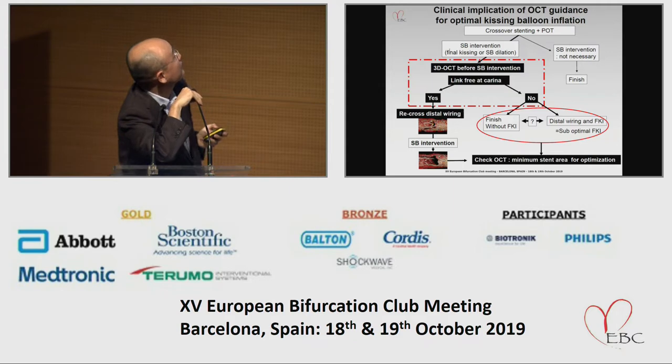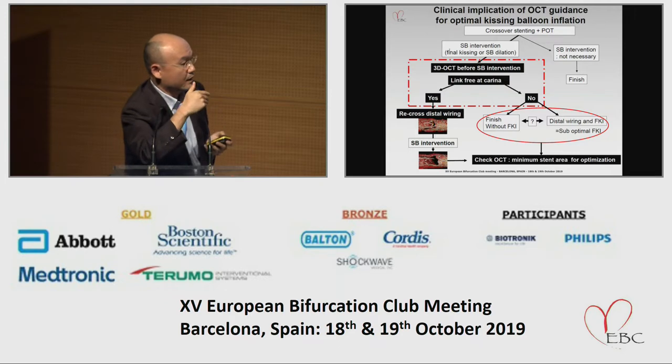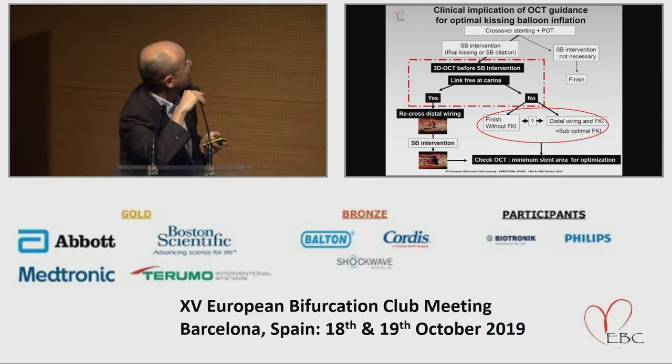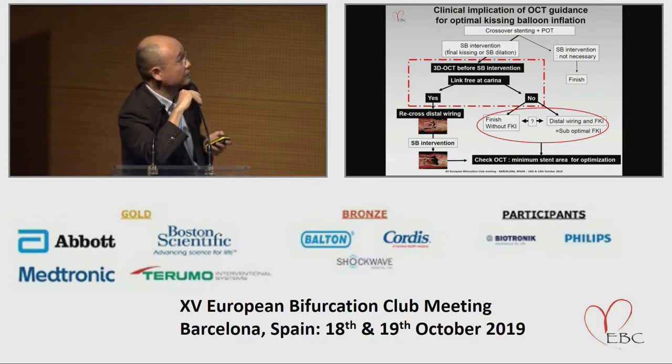So I want to propose the clinical implication of the OCT guidance for optimal kissing balloon technique in this study. After crossover stenting, when the operator decides to perform the side branch intervention, 3D OCT imaging is very useful for the decision. If the operator finds the link free at the carina and recrosses the distal wire, we can get the optimal kissing. But if the operator finds the link is on the carina or side branch, I don't know the answer about whether to finish without kissing or try distal wiring, which may be associated with suboptimal kissing. This result will be answered by the ongoing new 3D OCT bifurcation registry study.